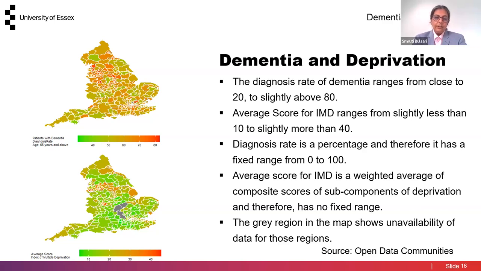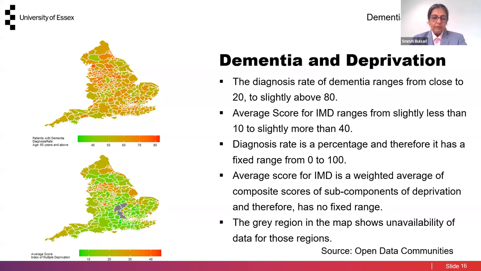So if we look at the diagnosis rate of dementia for people aged 65 and above, the rate is really very high, and it's very high across the country. You will see very few regions which are actually green or slightly darker than green. Most of the regions you will find are in the brown and red area, brown and moving gradually on the color scale towards red.